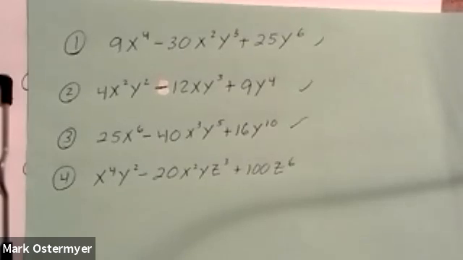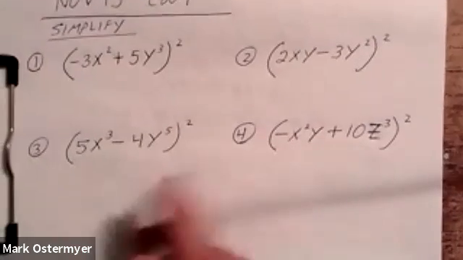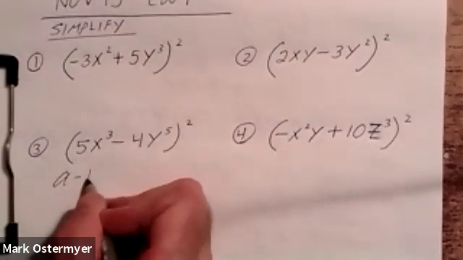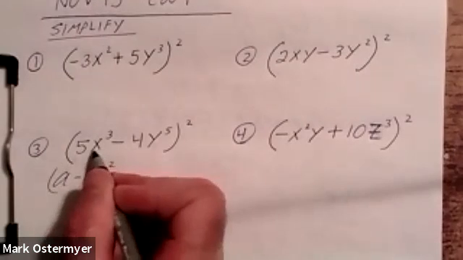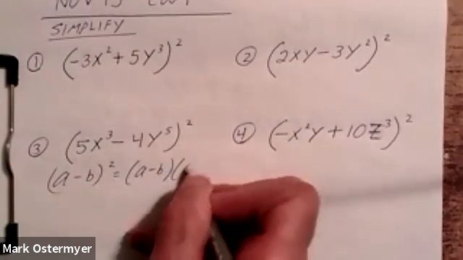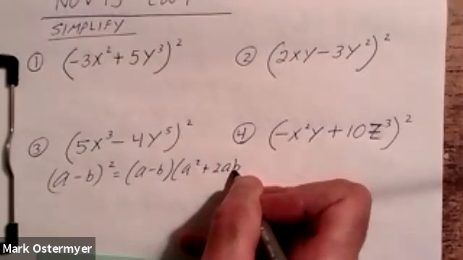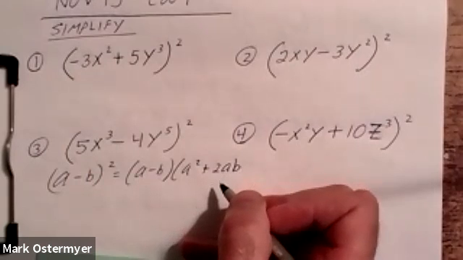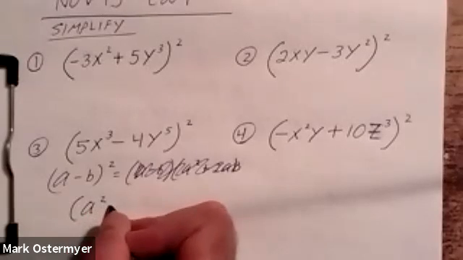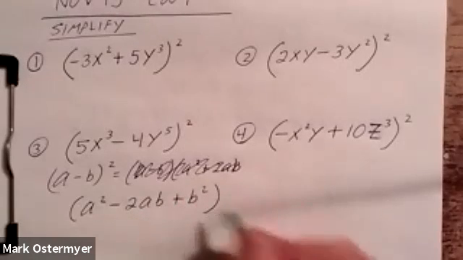Let's see, this third one here, we've got to follow the a minus b squared pattern because we've got a minus b. And so that's going to be a minus b times a squared plus 2ab. Wait a minute, what am I thinking of? No. It's going to be a squared minus 2ab. I was thinking of factoring. I'm ahead of myself. There we go, like that.